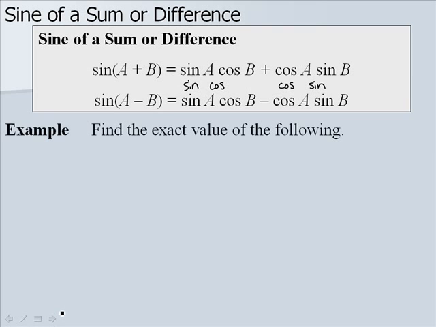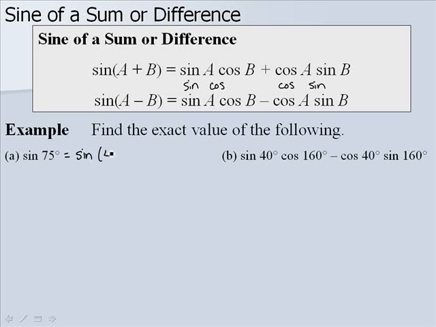So let's look at an example. We want to find the exact value of the following. First, we want to do sine of 75 degrees. So we'll split that up as the sine of 45 degrees plus 30 degrees. And so that becomes sine of 45 degrees cosine of 30 degrees plus, sine stays the same, the cosine of 45 degrees, sine of 30 degrees.